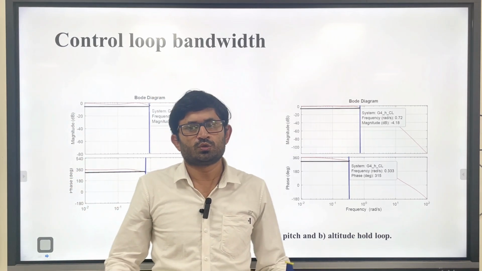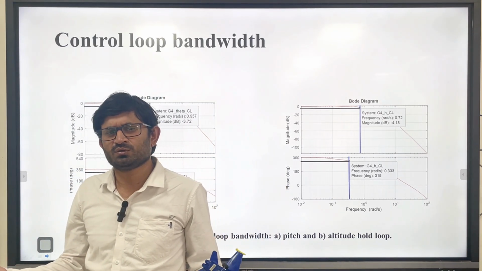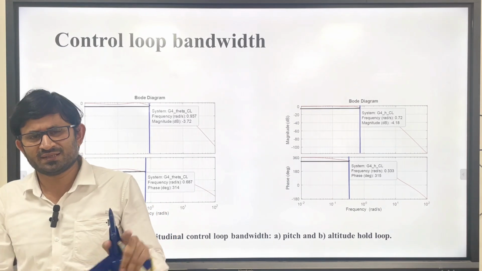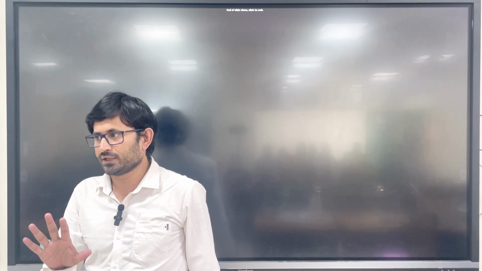Okay, and you may ask how much it is. So you can take bandwidth separation of 4 radian, 3 radian, 5 radian. Actually above 5 radian is good. So this is all about this class. So we have covered the altitude hold loop.